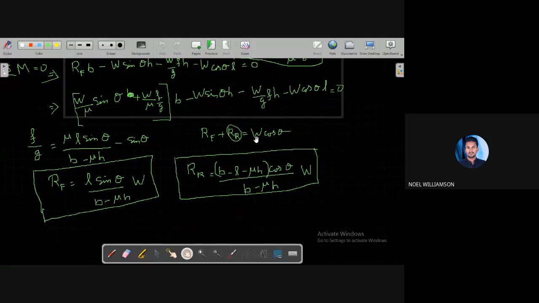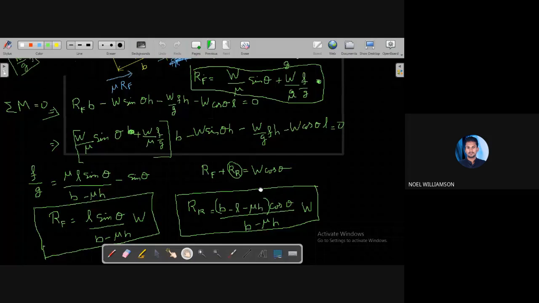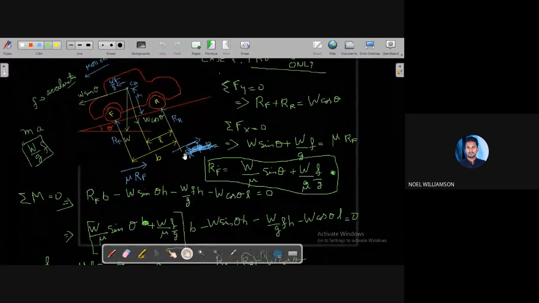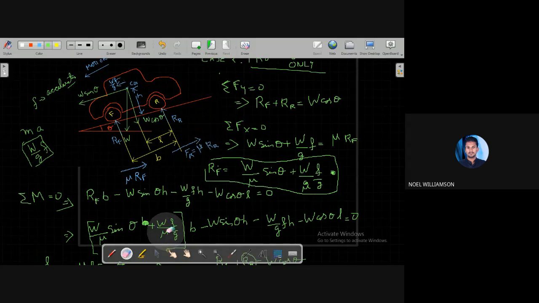Now, what happens when brakes are applied to both the wheels? What will be happening? In that case, both the frictional forces will be active, mu RF and mu RR will be there. Both will be active.